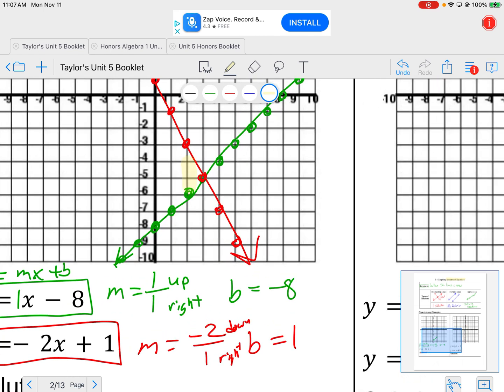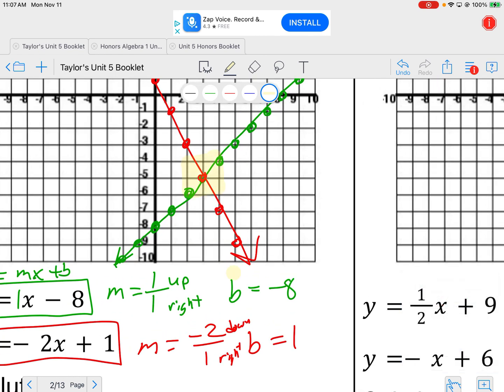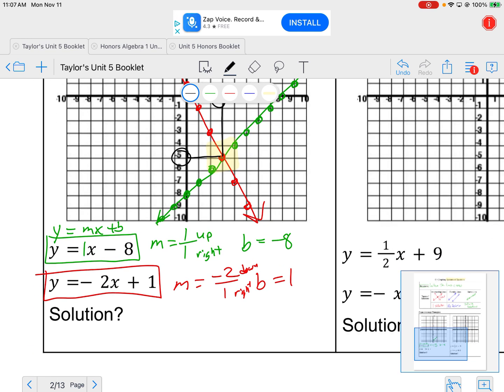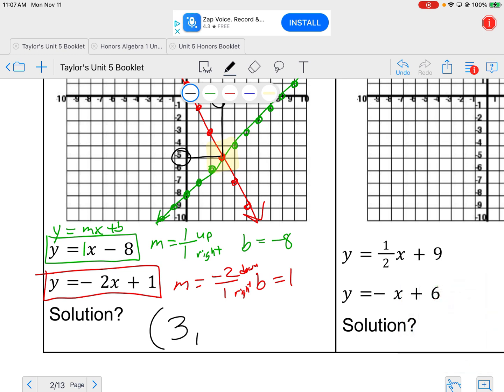So the point where they intersect, or the point where they meet, is right there. And if I trace this back to the x-axis, my x value is 3, my y value is -5. So 3, -5 is our solution. We always write our solution as x, y.